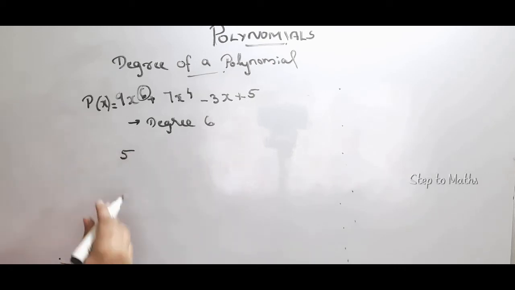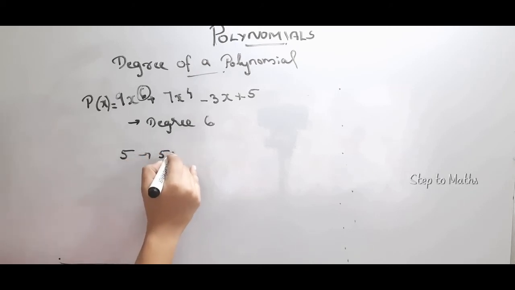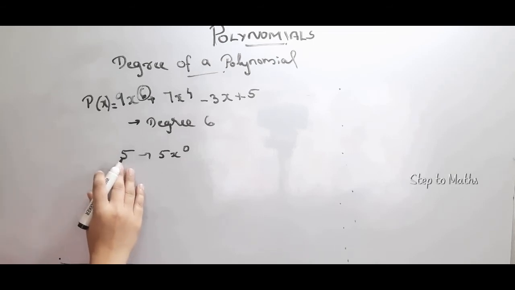Now consider this polynomial. This is a polynomial 5. 5 can be written as 5x raised to 0. Then what is the degree of this polynomial? 0. That means the degree of any non-zero constant polynomial is 0.